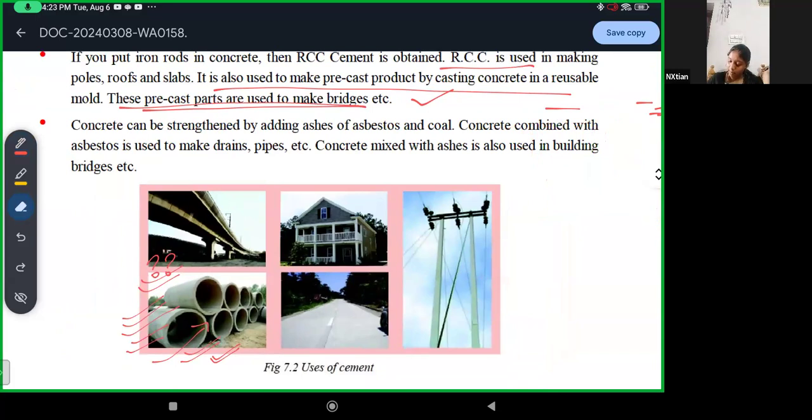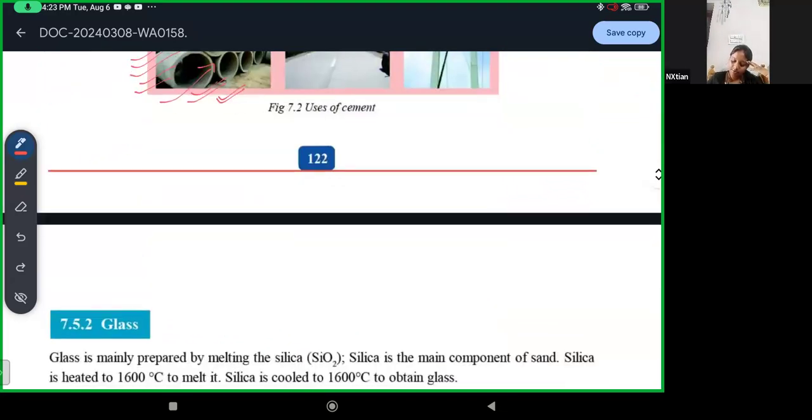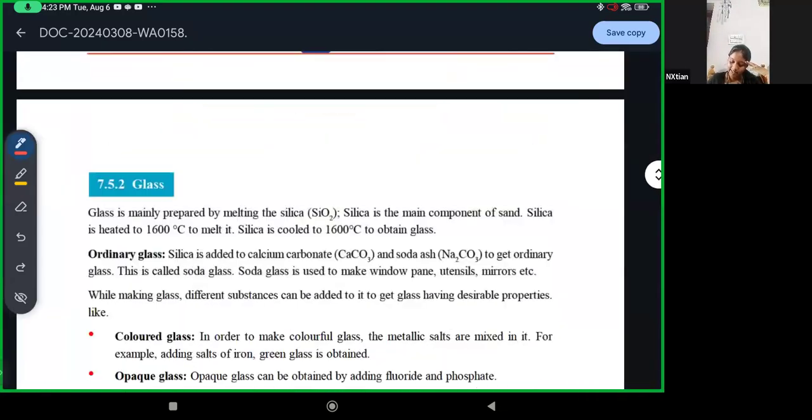Concrete can be strengthened by adding ashes of asbestos and coal. Concrete combined with asbestos is used to make drains, pipes, etc. Concrete mixed with ashes of coal is also used in building bridges, etc. And then we have glass.